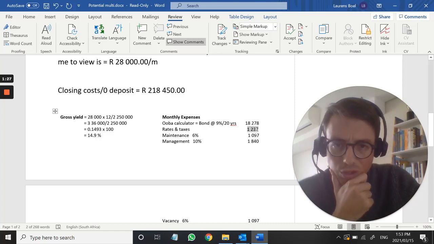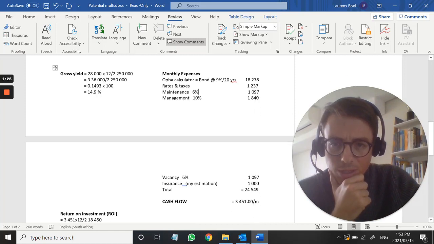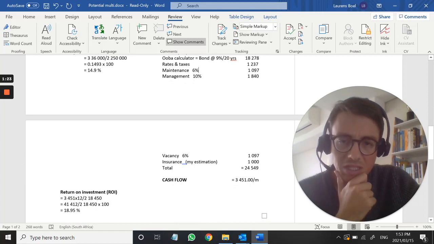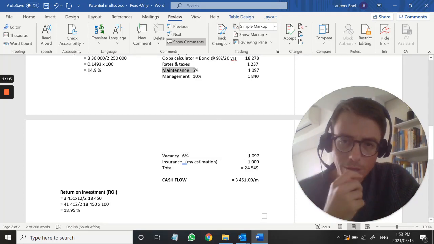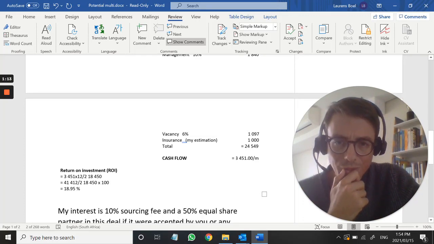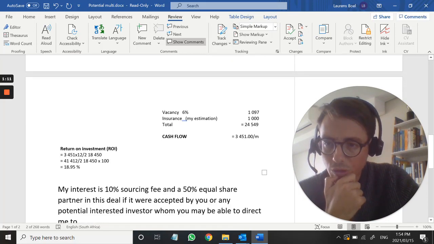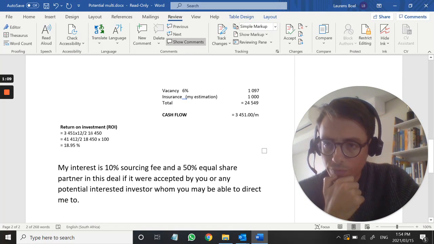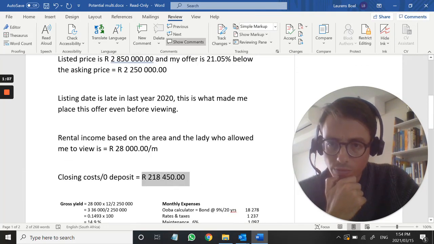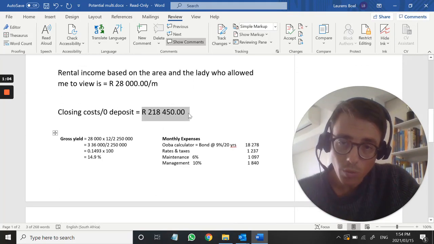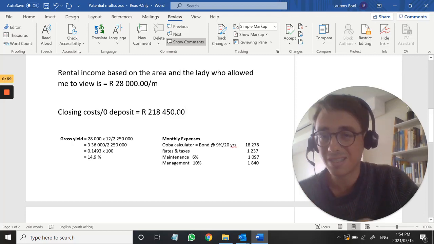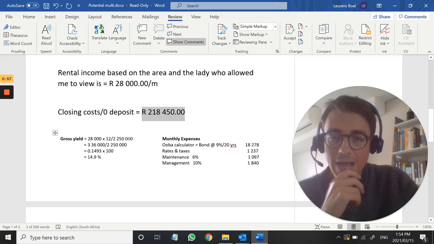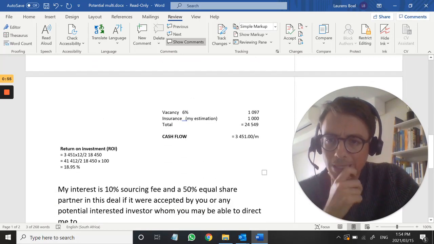Rates and taxes of 1.2, maintenance 6%, management 10%, vacancy 6%. So that seems fine. Again, I don't know what the area is or the address, so I can't really double check these until I've seen the property. Total of 24,000, so the cash flow is 3,500. Return on investment is 3.5 divided by this number here of 218. I'd also like to know what that includes: transfer, buying costs, bond origination costs. Is there some sort of renovation budget included in this? Maybe a bit of a breakdown would have been nice.